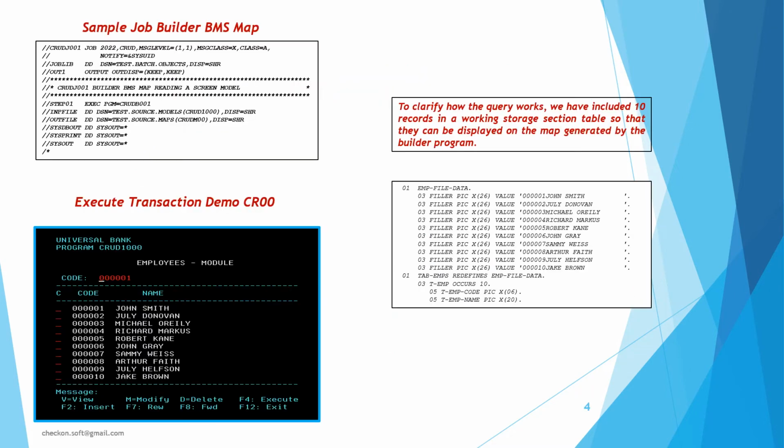To clarify how the query works, we have included 10 records in a working storage section table so that they can be displayed on the map generated by the builder program. Here we show the employee query screen with the 10 records in the table.